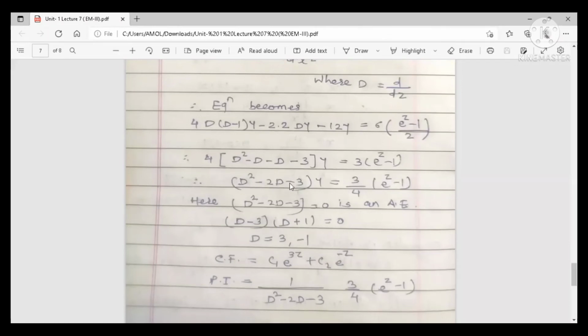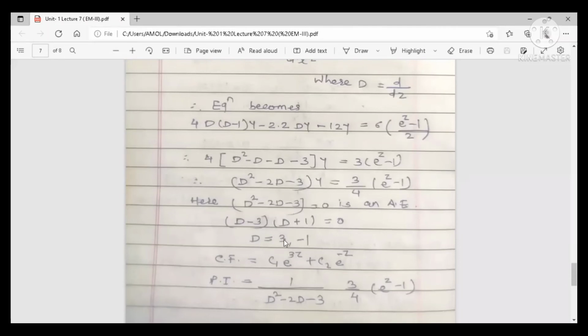It is in the form of phi of D into y is equal to f of z. So you state which is LDE, and so here the auxiliary equation is D square minus 2D minus 3 is equal to 0. Now this auxiliary equation, its degree is 2, so you find out the factors. The factors are D minus 3, D plus 1 is equal to 0, because minus 3 plus 1 addition is minus 2 and the multiplication is minus 3. So the factors are D minus 3, D plus 1 is equal to 0.